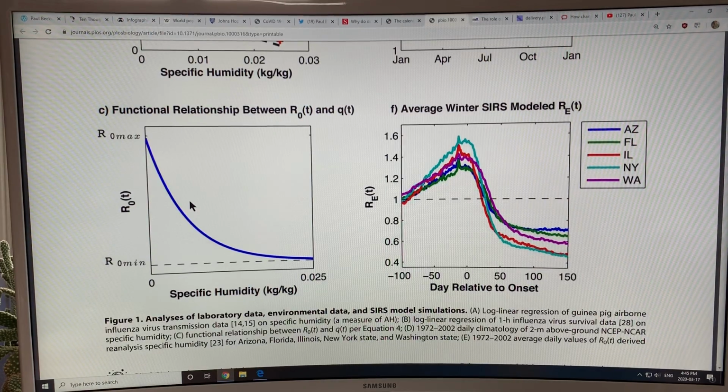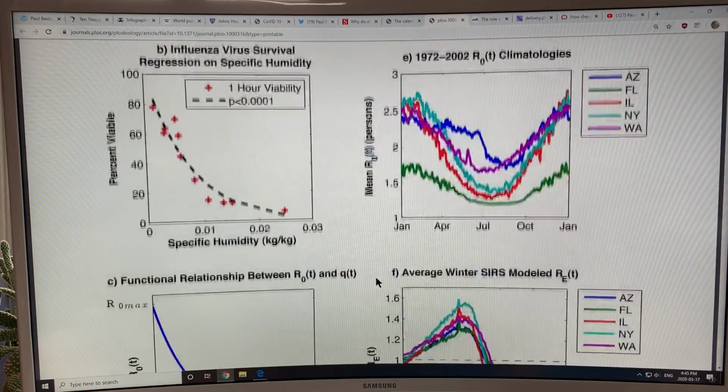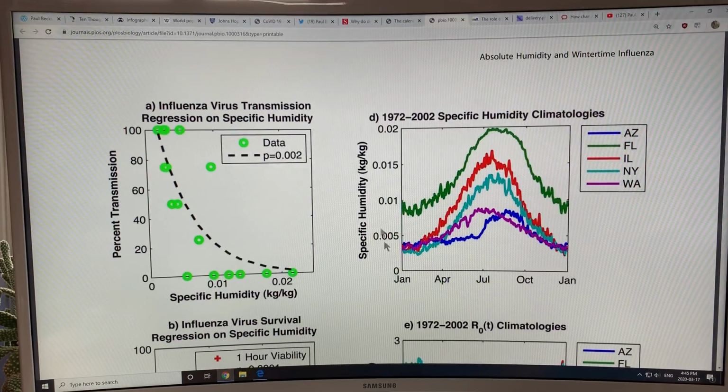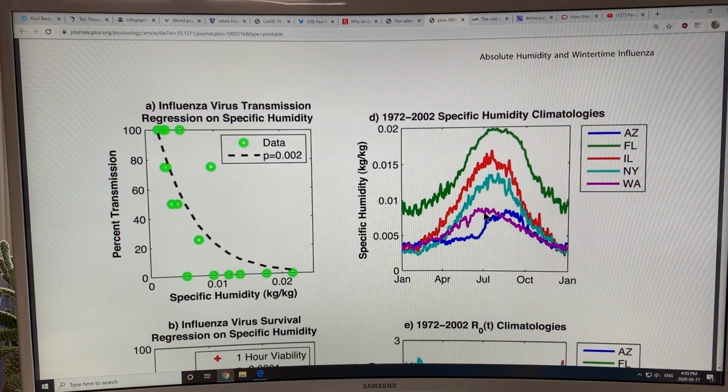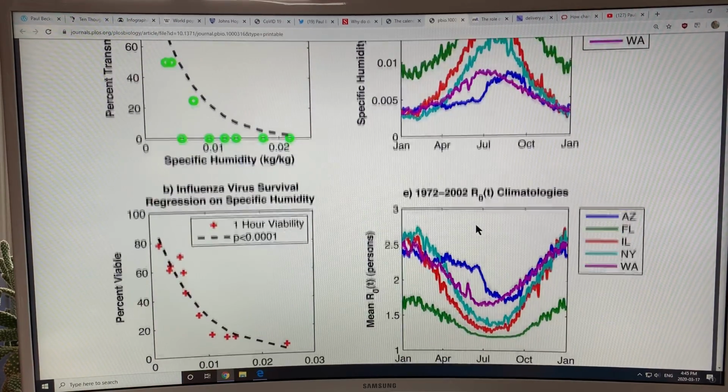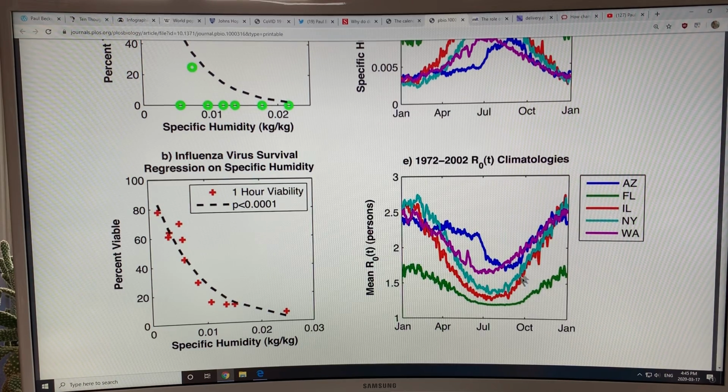This is the R0, or the spreading factor, and how it varies. It drops off significantly with specific humidity as well. Here's some data: the specific humidity as a function of month through the year for various states: Arizona, Florida, Illinois, New York, Washington. You can see how the specific humidity increases significantly in the summer, and that reduces transmission. And this is the R0, how it drops off. It might be 2.5 here in the winter, which is what COVID is, and it drops off for these other things.